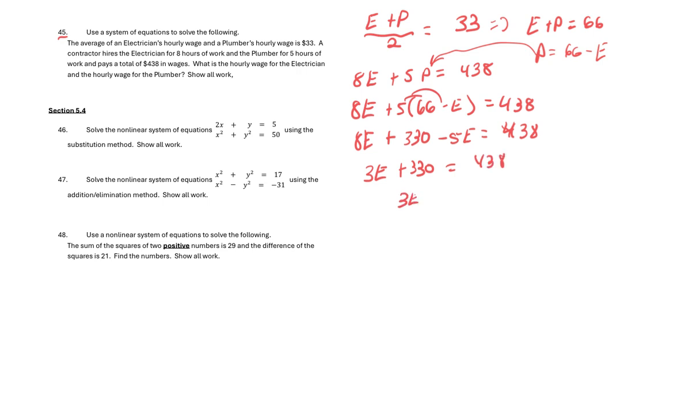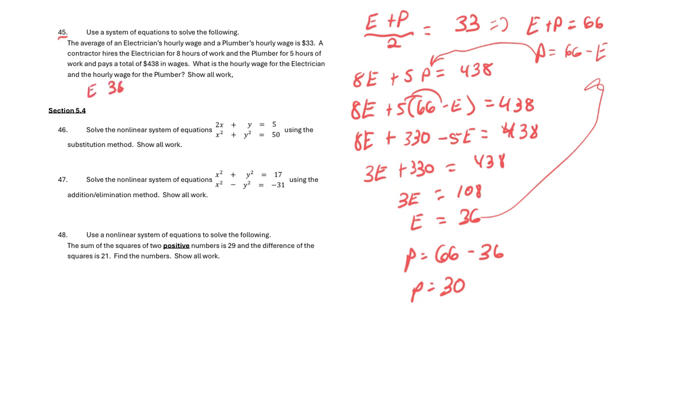Subtract 330 from both sides. We'll get 108. Divide by 3, and we'll get $36 per hour for the electrician. And then we can plug that value back into here. So P is equal to 66 minus 36. P is equal to 30. So the electrician is 36 per hour, and the plumber should be 30 dollars per hour.